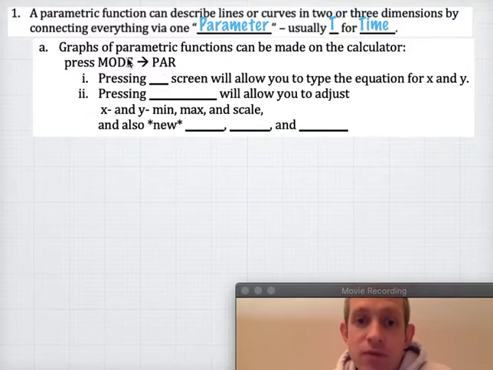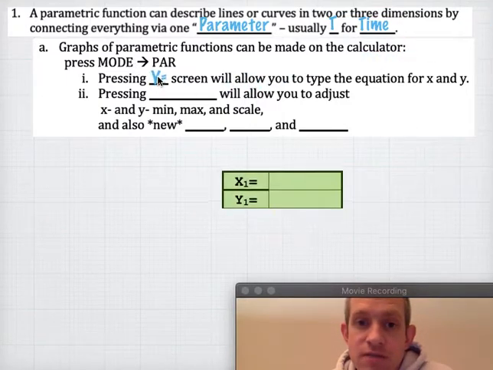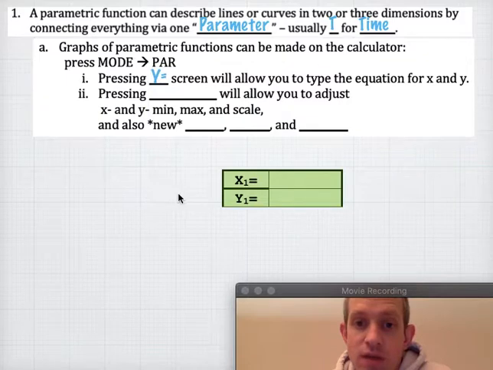But anyway, if you do that, then when you press the y equals screen, instead of seeing a single y equals, you'll see equations that come in pairs, because you need an equation for x equals and y equals. And the variable button, if you press that, instead of getting an x, you'll get a t, because that's, again, the parameter that's usually used.